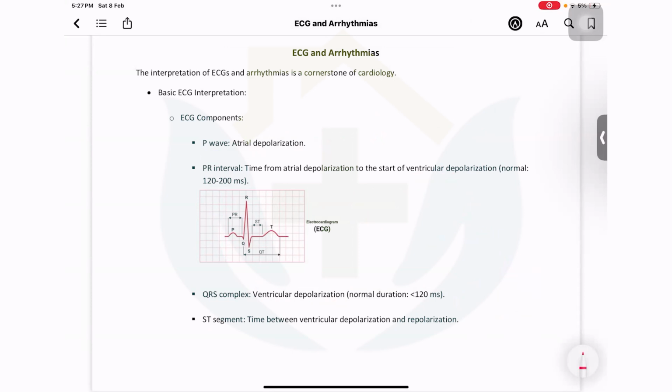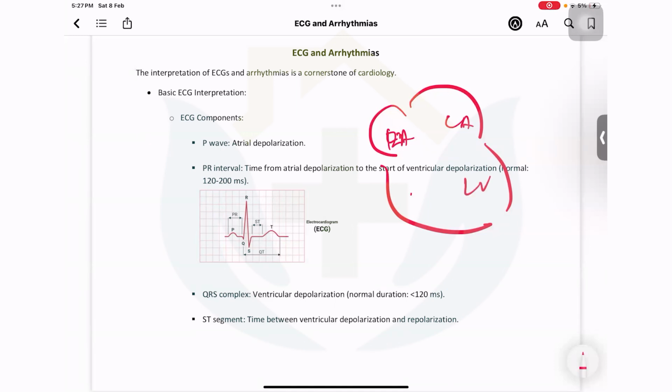So to begin with, this is the heart, and this is the right atrium. This is the LA. This is LV, and this is RV. So here is the SA node. This is the SA node. This is the AV node, and this is the His bundle.